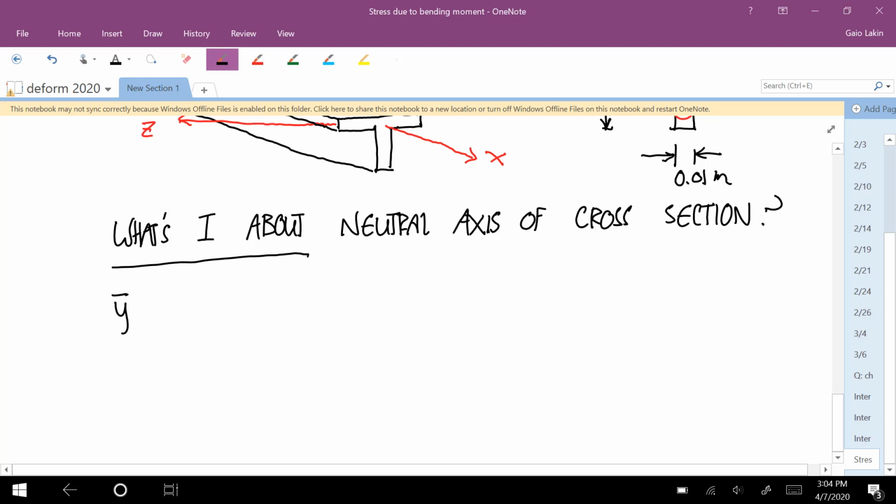And that calculation is 1 over the total area of this shape, which comes out to be 0.01. You can do that area calculation and check that. And then we'll multiply that by the area of the top rectangle, which is 0.005 meters squared, times the vertical height of the centroid of the top rectangle.